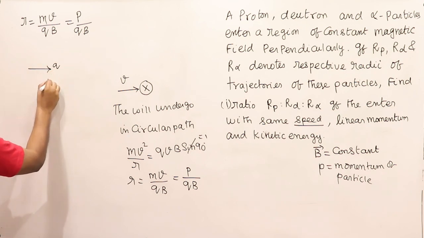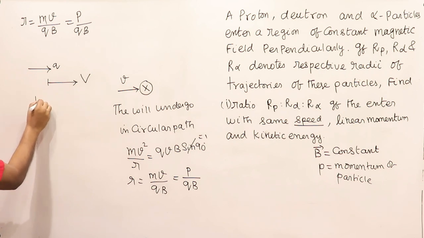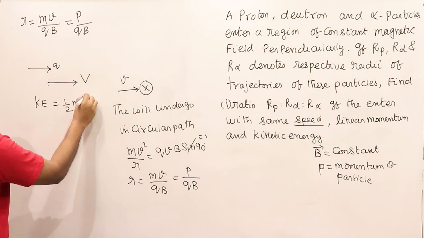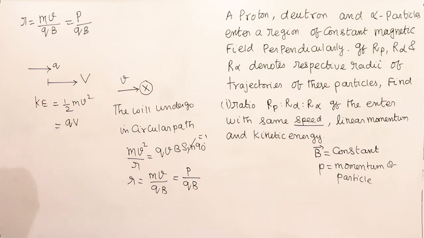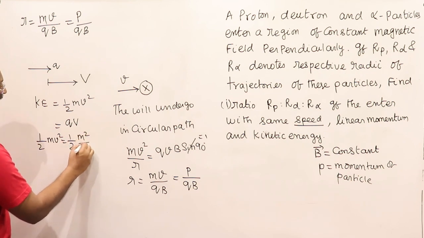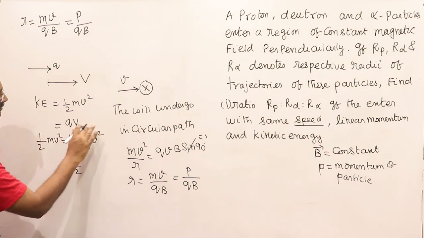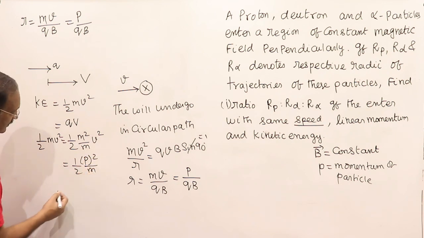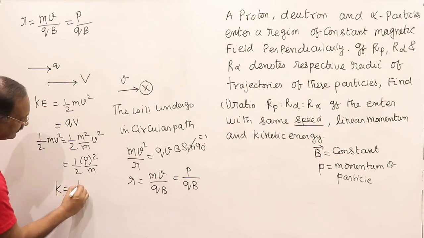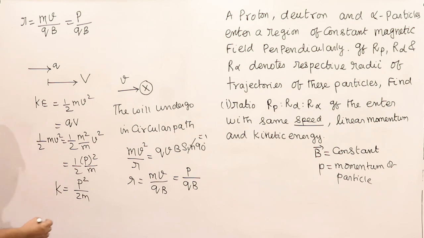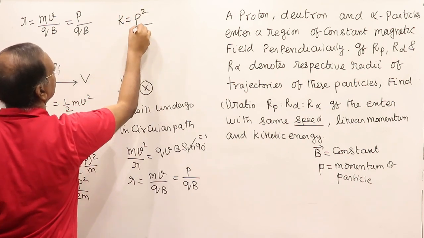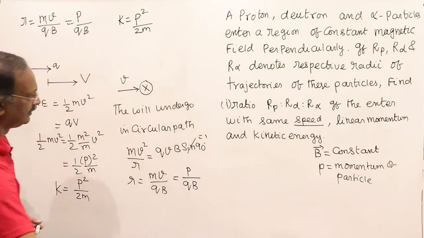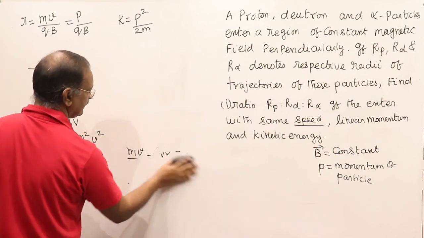If a charge q is accelerated through a potential of V, then kinetic energy is equal to half mv square. Also, kinetic energy is equal to charge into potential difference. So half mv square can be written as half into m square v square by m, which is momentum square divided by 2m. So we can write kinetic energy is equal to p square by 2m.